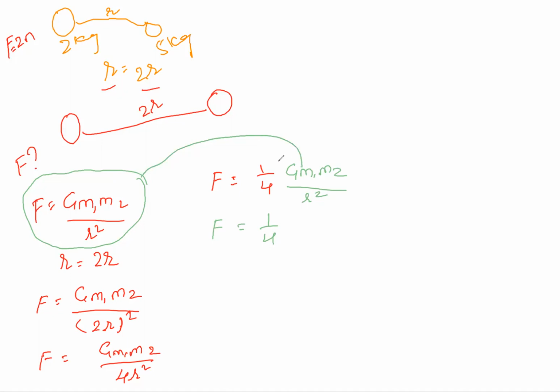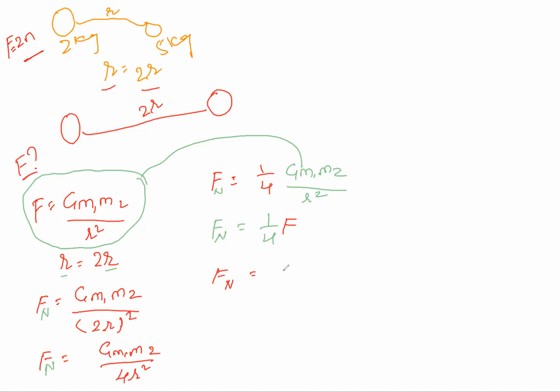So now the new force is, I just kept here, this is the new force when r is 2r. The new force is 1 by 4th of the old force, G m1 m2 by r squared. So what is the new force you asked? The old force is 2 N.